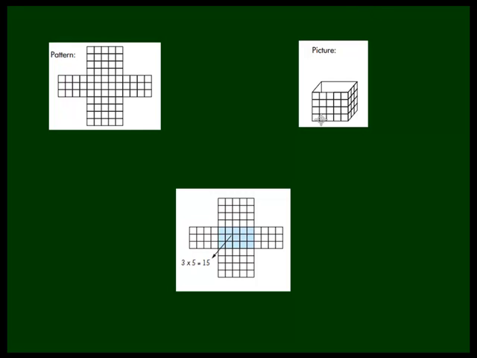Okay, so we're going to look at two different ways that we can find volume. One of them you're not used to seeing. This is a pattern of a box. When I take these edges and fold it up, I will be able to make a box that looks like this. If you notice, this pattern right here folds up to make this box right here. And if you see the shaded light blue, that is the area. That's the base of the box. So the base is in blue, and it's actually the area.